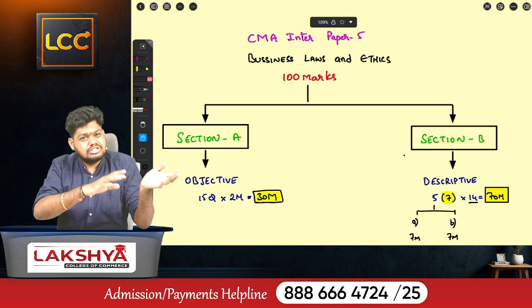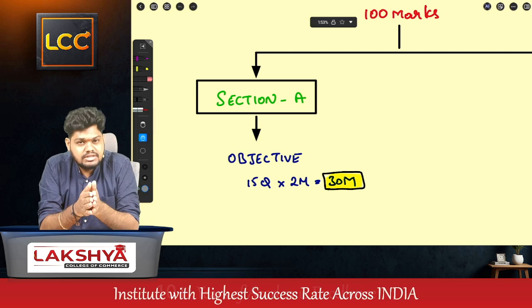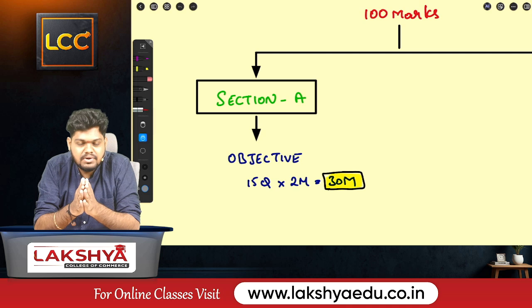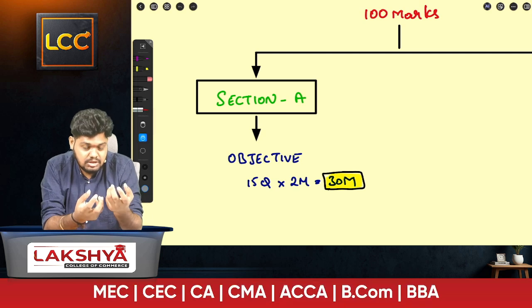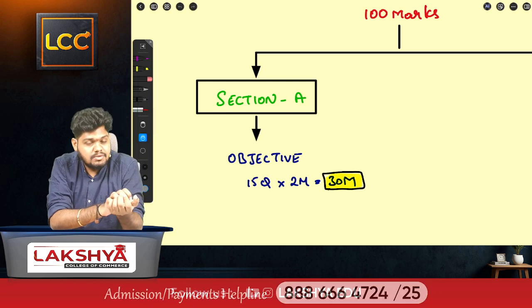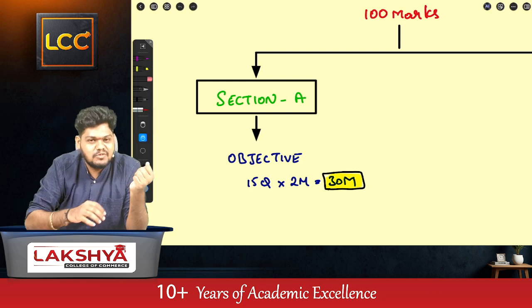As we know, it is Section A and Section B. Section A has objective questions, 15 questions, and each question carries a total of 2 marks. That is 30 marks from your paper, and there's no choice given. Remember, guys, there is no choice in the objective part. If there is a question from industrial laws, you have to attempt it. If there is a question from commercial laws, there is no choice, you have to attempt it.